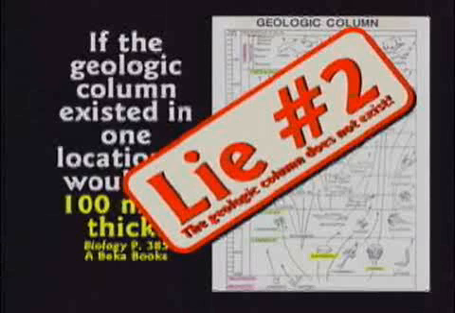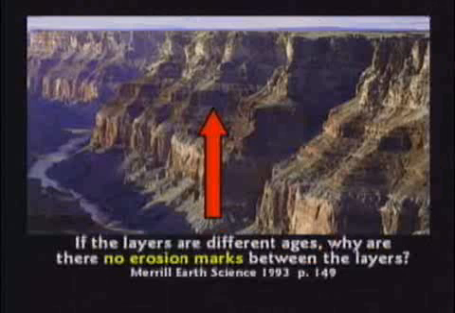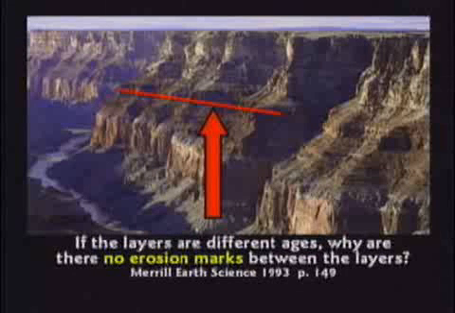Look, there's no question the Earth has layers. But if those layers are different ages, why are there no erosion marks between the layers? They all just fit tight to each other like pancakes. I mean, don't you think if that one layer sat there waiting for the next one to come on top, it'd rain once in a while in 10 million years?